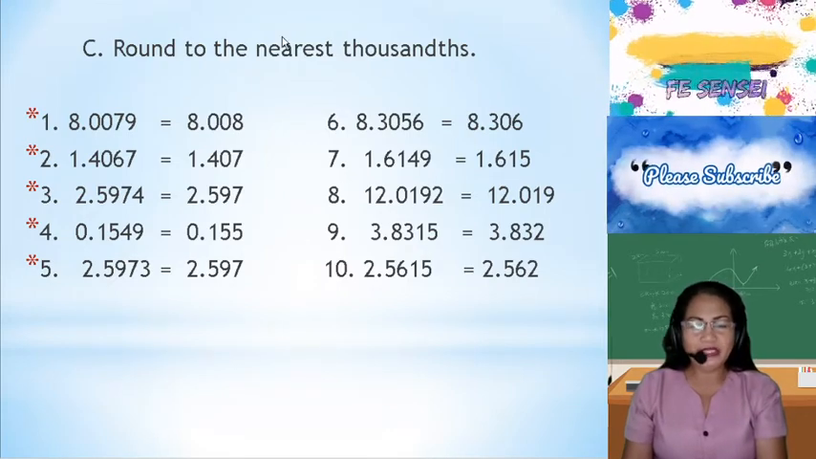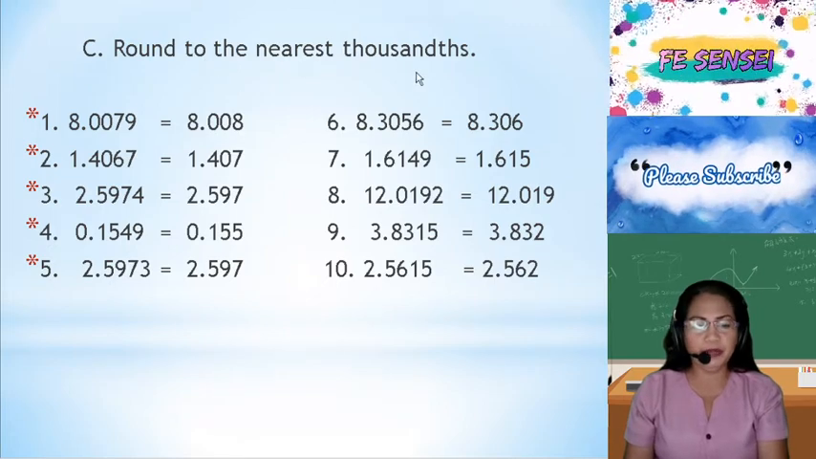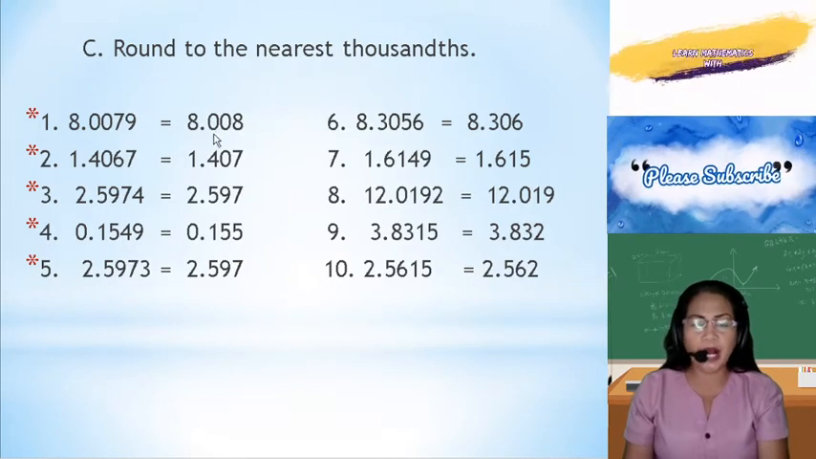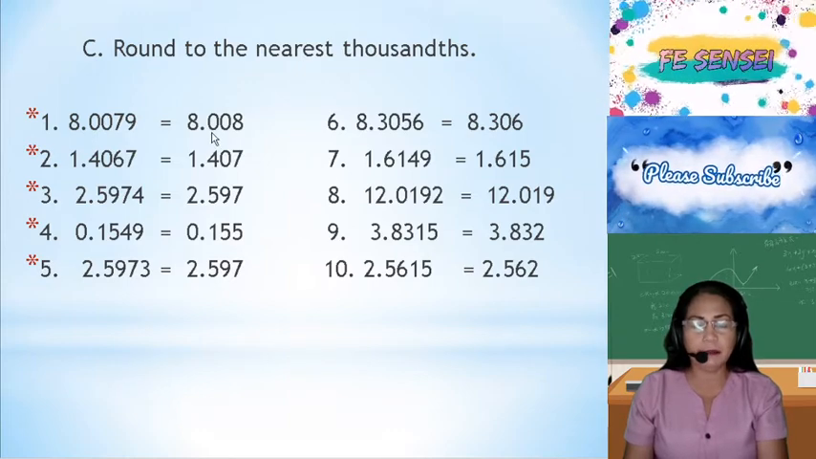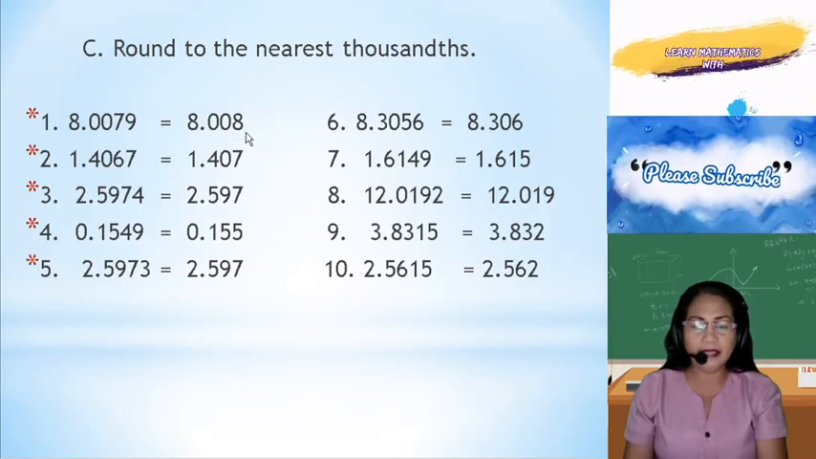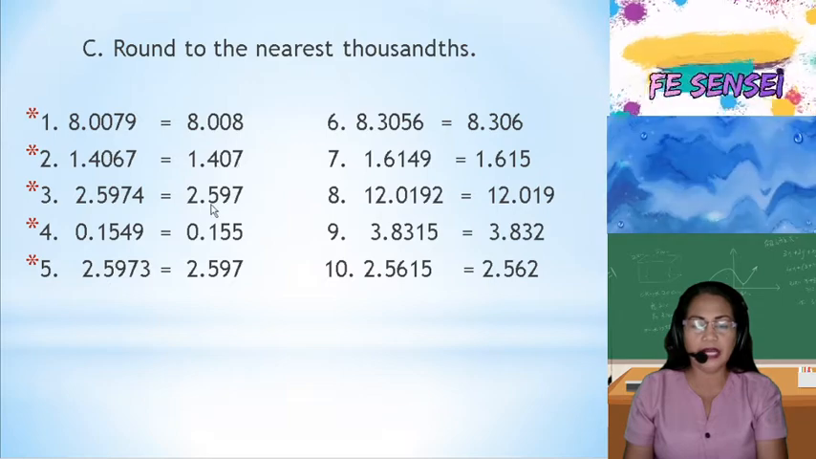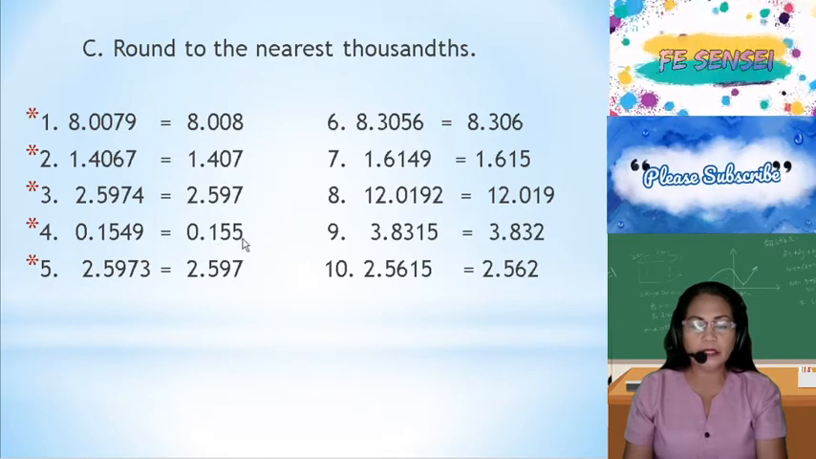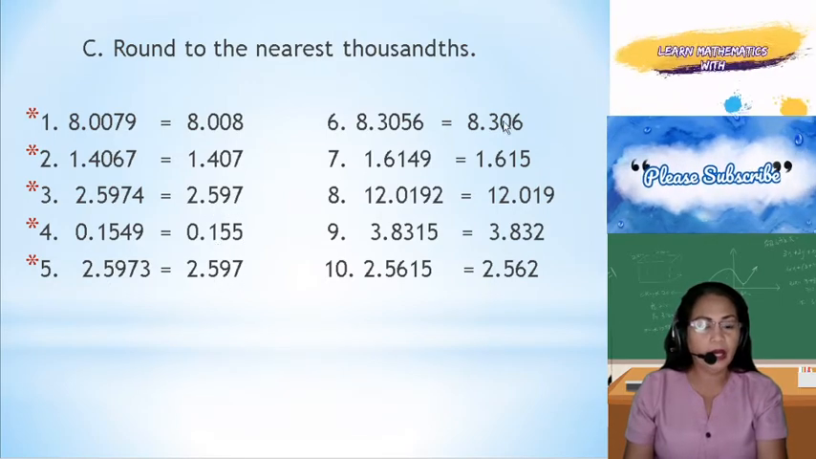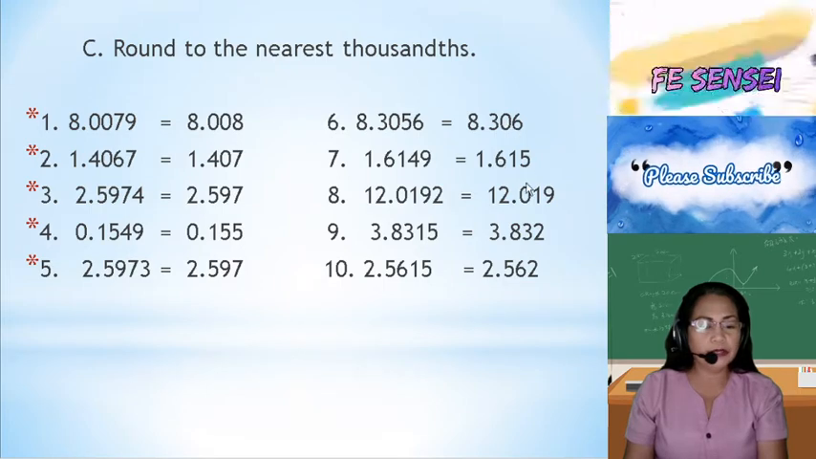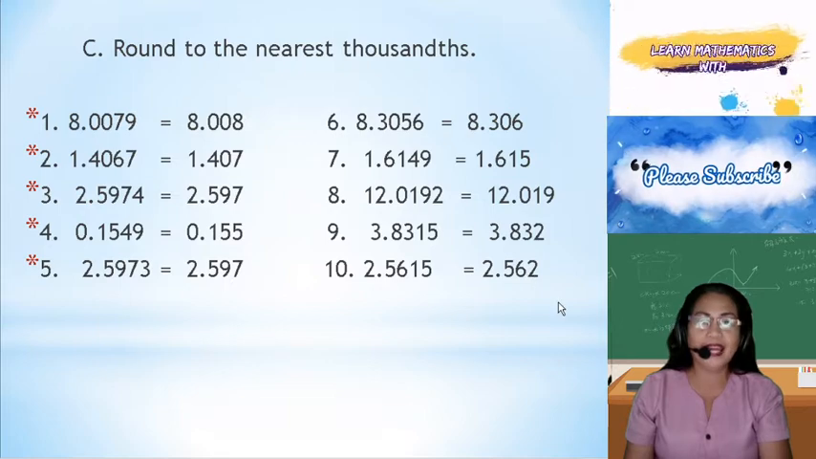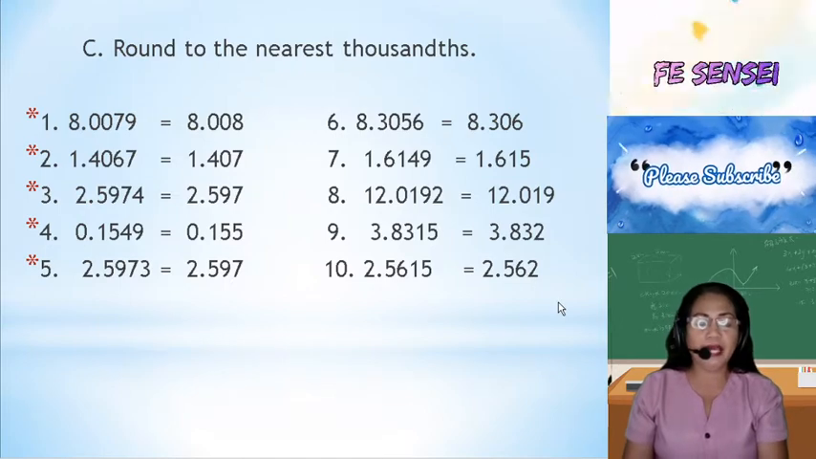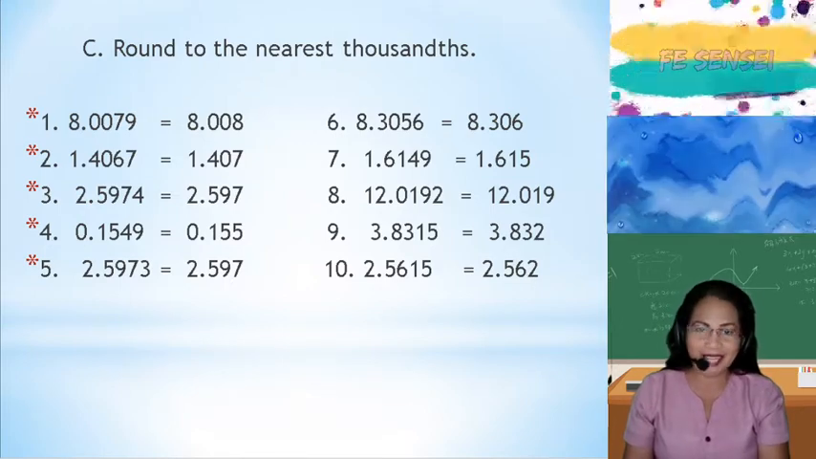Okay, so since we rounded the number to the nearest thousandths, our answer should have 3 digits after the decimal point. 1, 2, 3. Therefore, the answer should be in the thousandths place.